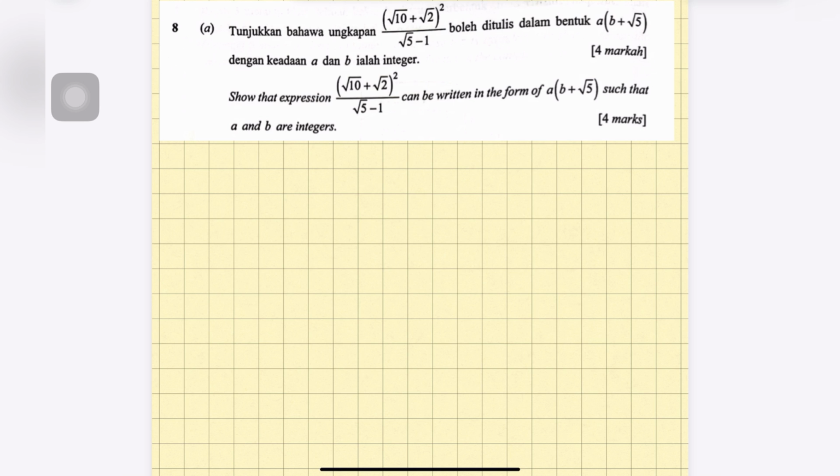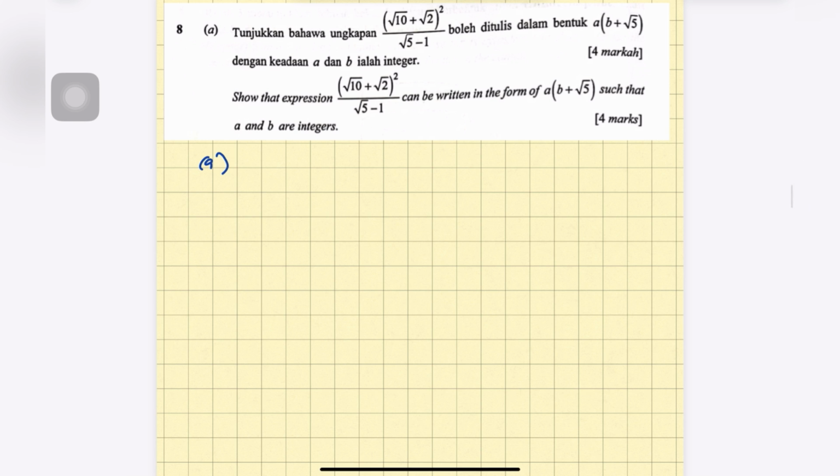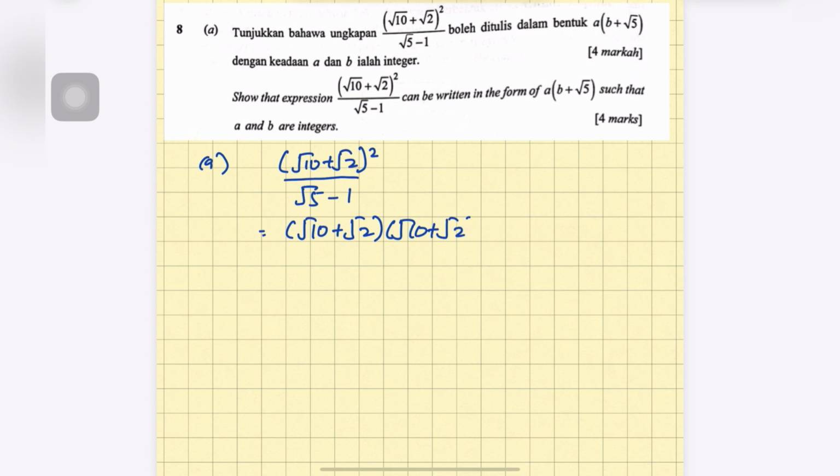8a. Show that expression sert 10 plus sert 2 squared over sert 5 minus 1 can be written in the form of a plus b sert 5 such that a and b are integer. Okay, so then start from the question given here. Sert 10 plus sert 2 squared over sert 5 minus 1. So this one square ni maksudnya double kan. So, sert 10 plus sert 2, okay, over sert 5 minus 1.